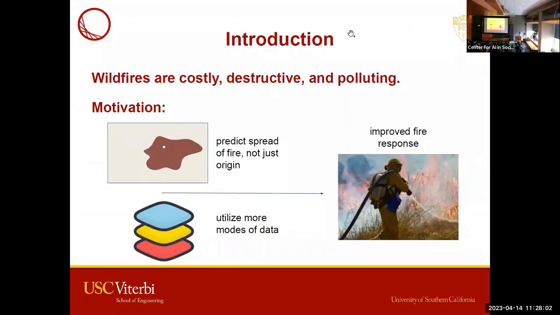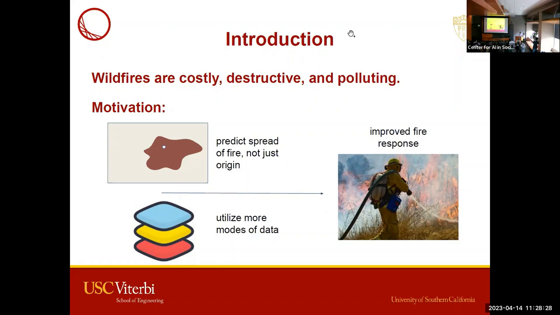So, firstly, why focus on this topic? Being from California, we all know that wildfires are a huge threat, especially in Northern California. Firstly, they're very costly. They've cost about $50 billion in damages, and they're destructive and cause heavy pollution. When we were doing our background research, we found that most of the wildfire prediction models focus on where the fires originate from, not where they actually spread to.